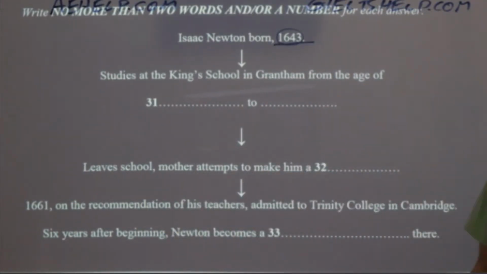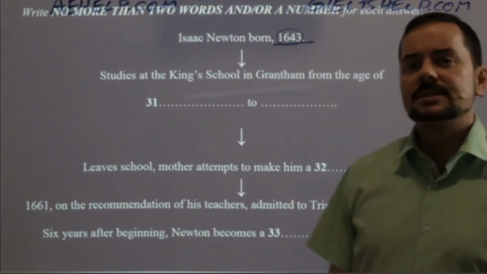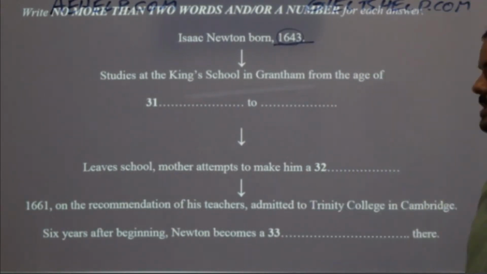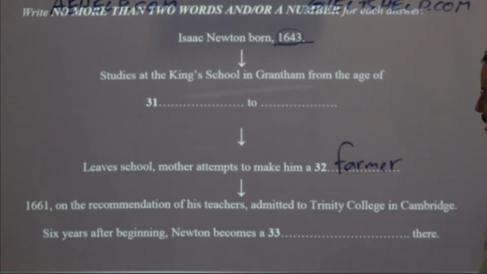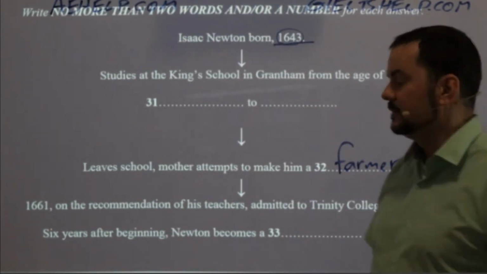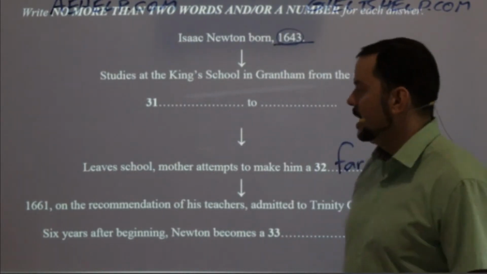Okay. All right, and then he leaves school, and his mother attempts to make him some kind of a profession. So you just had to catch this one. Nancy, Prashita and Bill say farmer. Yeah, so she wanted Isaac to be a farmer. Thankfully, that didn't happen, and science was able to progress nicely.